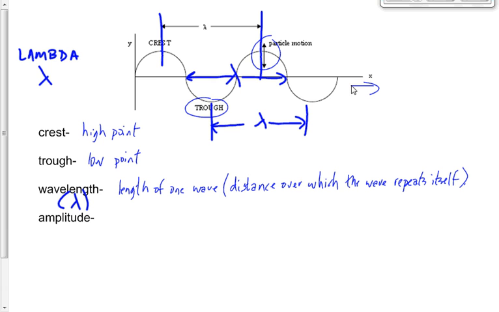Could we label it here? Is that a wavelength? That's half a wavelength. That's not the distance over which the wave repeats itself. That's half the distance over which the wave repeats itself. So one complete wave distance, or the distance over which the wave repeats itself, all of those ones that we have drawn up there work for us.